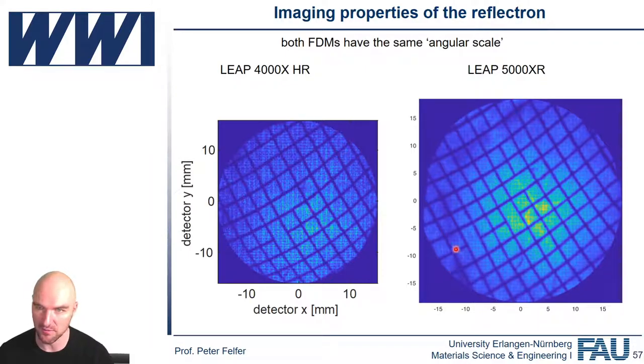So you can see we've put a grid in the path of the ions. And the grid is the same between the two instruments. So this is a LEAP 4000 here in Erlangen and a LEAP 5000 in Oxford. And you can see the newer reflectrons have a much, much larger collection angle. So both of them are at the same scale.